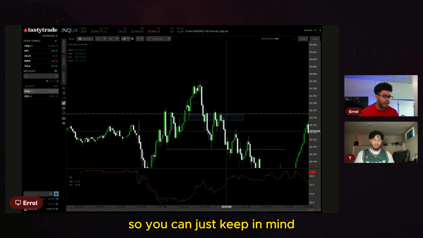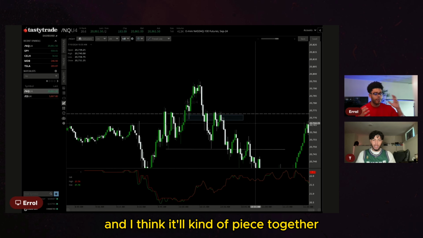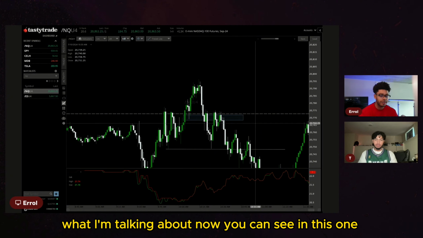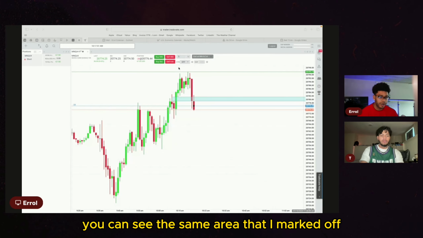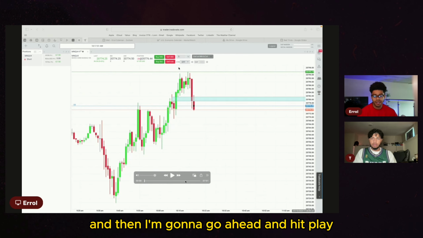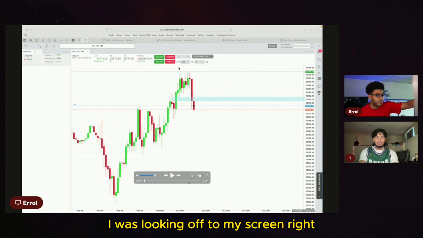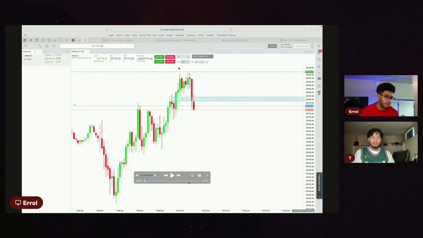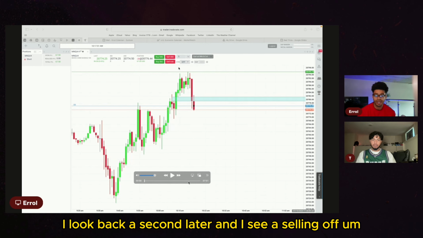So you can just keep in mind exactly what we just went over, and I'm going to show you the live execution of it. I think it'll piece together what I'm talking about. Now you can see in this one the same area that I marked off earlier today. Same exact area. And then I'm going to go ahead and hit play. So on this one, I was literally looking off my screen, waiting to see if this entry will come, if this opportunity will come, and literally I look back a second later and I see it selling off.